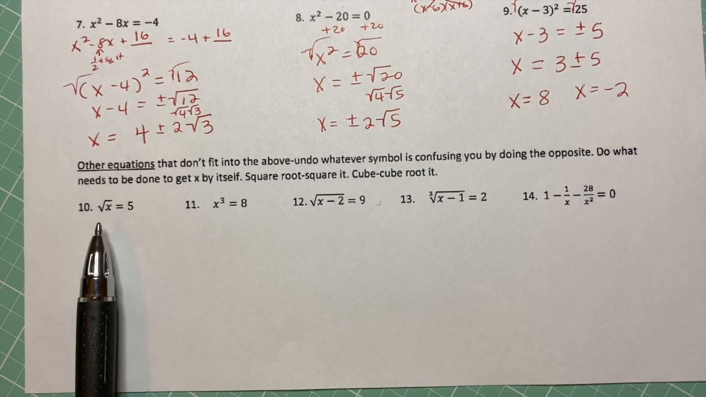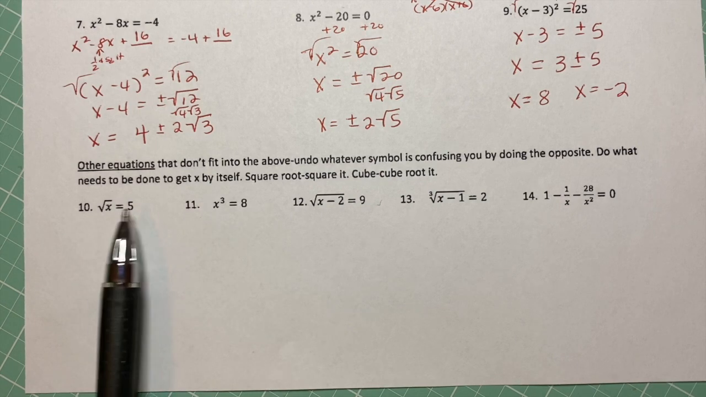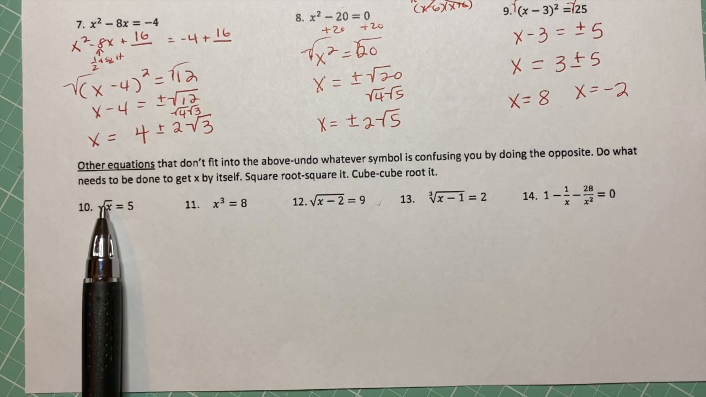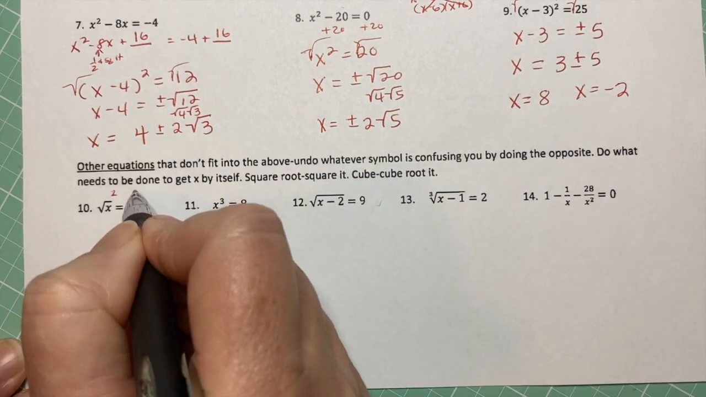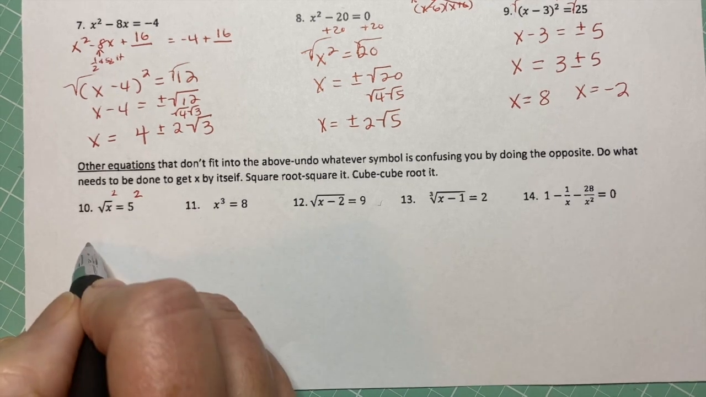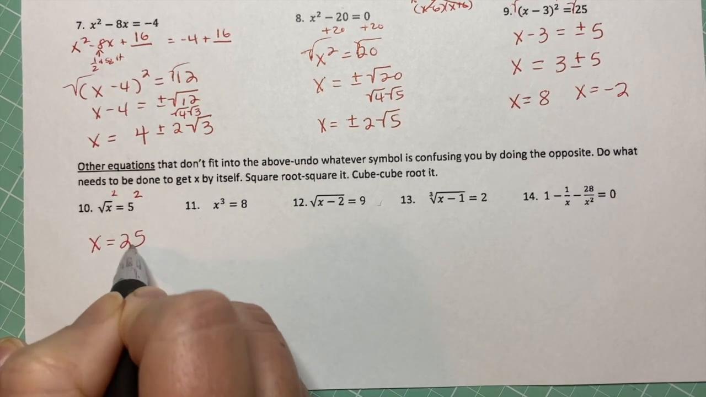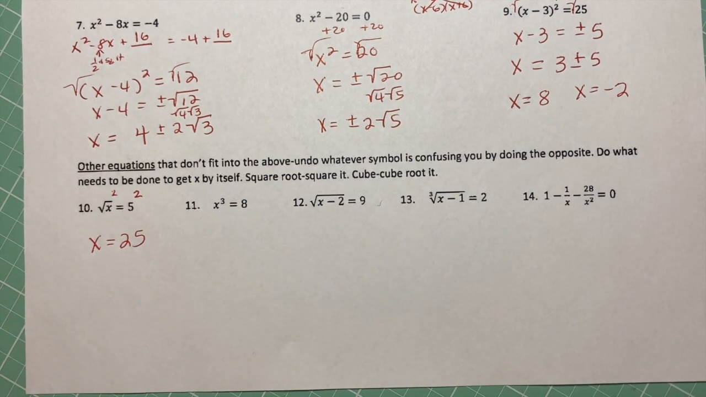So let's look at this first one, number 10, square root of x equals 5. Well, that square root of x is throwing me off. Well, what's the opposite of a square root? A square. So to solve this, you can just square both sides and get x equals 25. So I want you to always think of doing the opposite. To get rid of a square root, you square it.